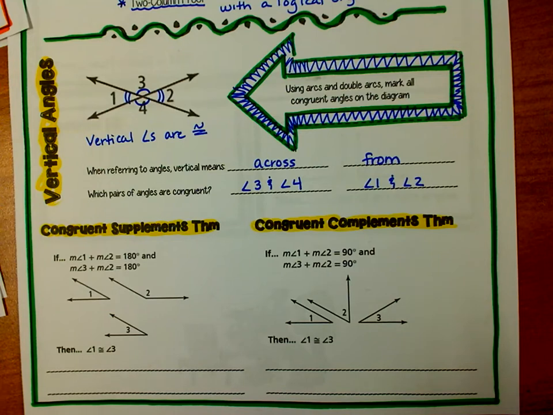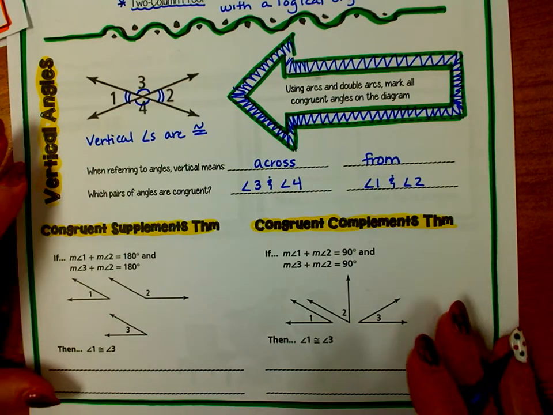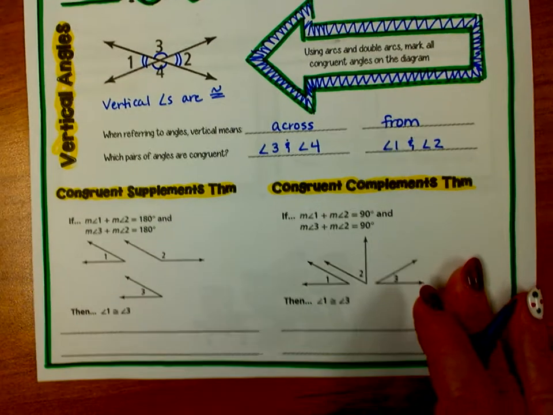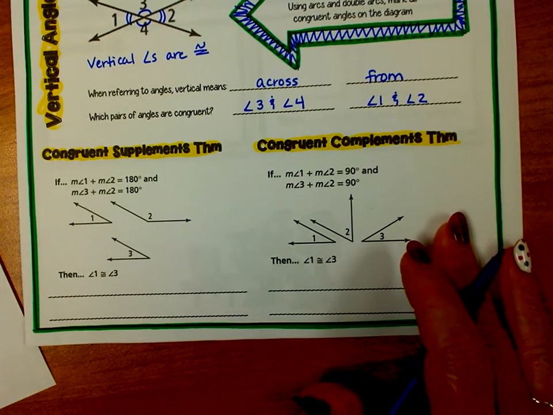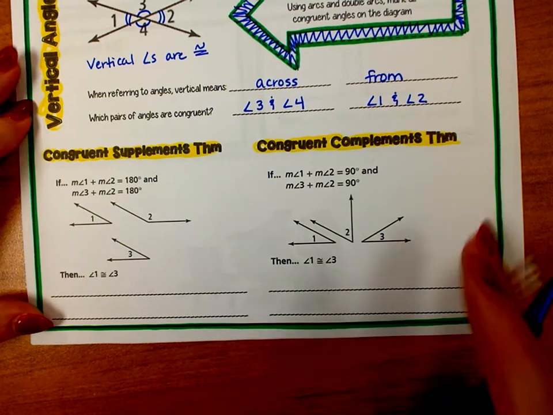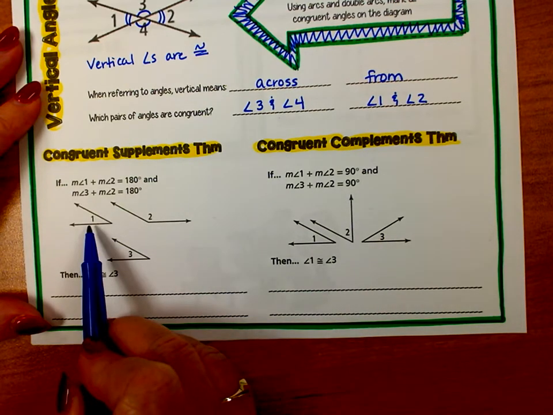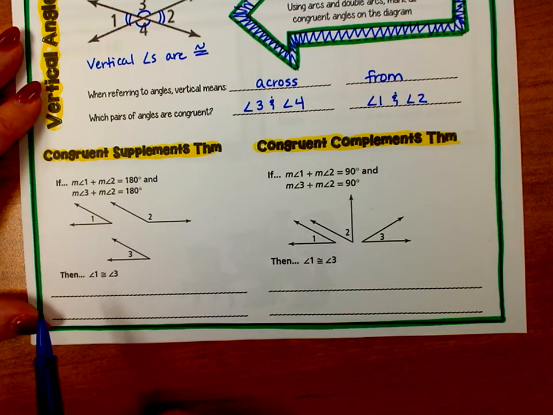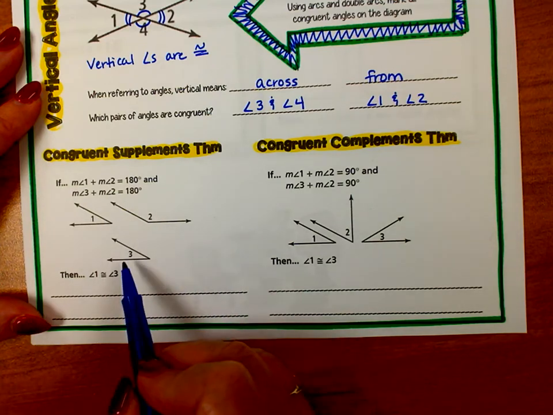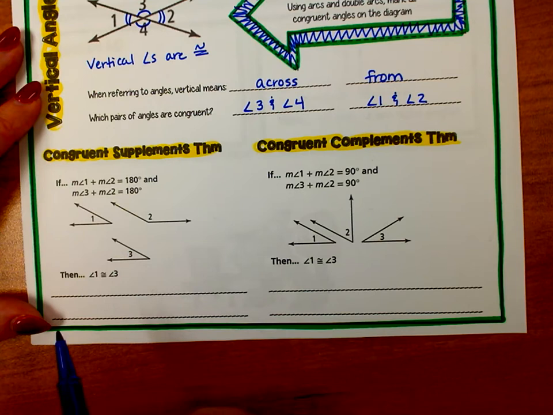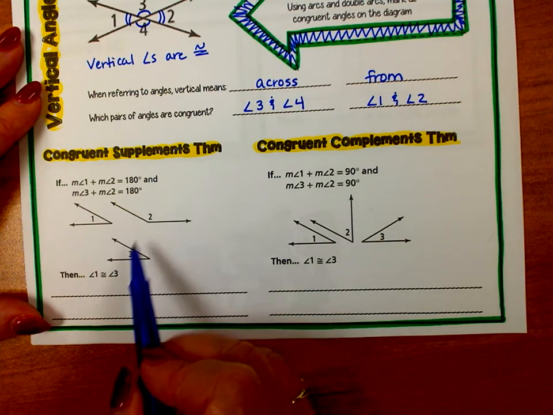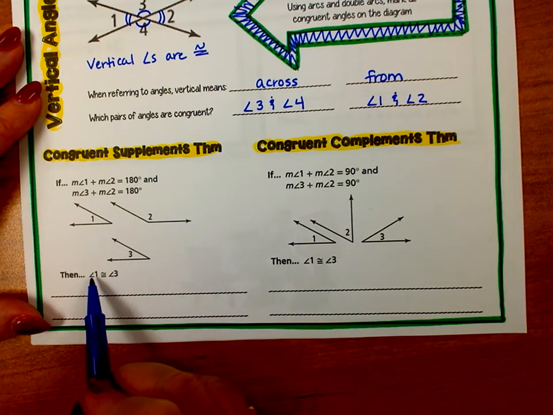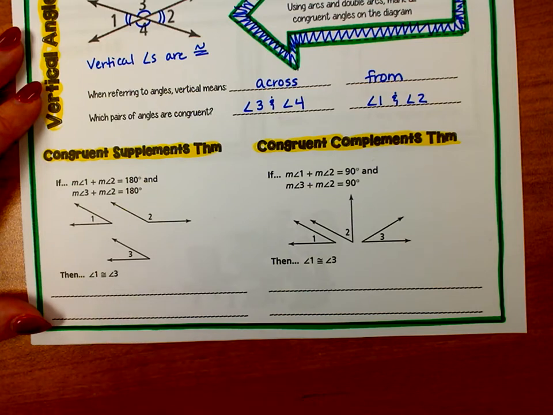Okay, now let's talk about the congruent supplements theorem. If we look at what they have right here, it says if the measure of angle 1 plus the measure of angle 2 equals 180, so their measures add up to 180, so they're supplementary, and the measure of angle 3 and the measure of angle 2 adds up to 180, so those two are also supplementary, then angle 1 is congruent to angle 3.